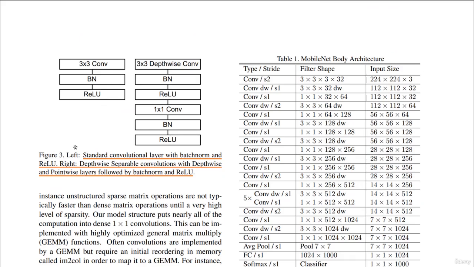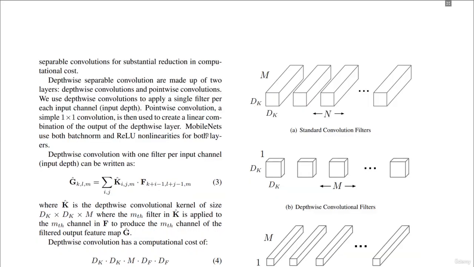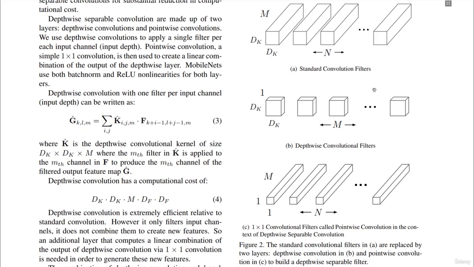So right here, to the left, we have the standard conv layer with batch norm and ReLU. To the right we have a depth-wise separable conv layer, which is made of a depth-wise layer, which is this, and then a point-wise layer, which is this 1x1 conv layer. So a point-wise layer is basically a 1x1 conv layer. And then to form the depth-wise separable, we join this depth-wise with a point-wise layer. So we have the depth-wise convolutions and then the point-wise convolutions, which are just 1x1 filters.